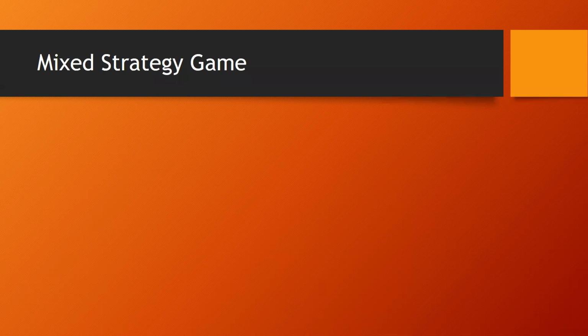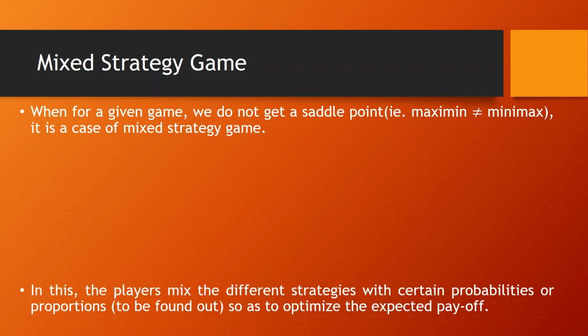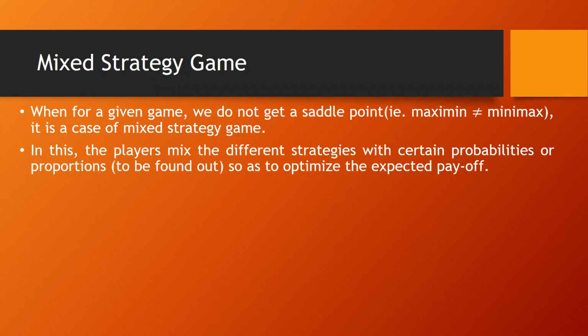Now let us see some definitions here. As I have already told you, when for a given game we do not get a saddle point, it is a case of a mixed strategy game. In this, the player mixes the different strategies with certain probabilities or proportions to be found out. We will be solving the problem by finding these probability values so as to optimize the expected payoff.